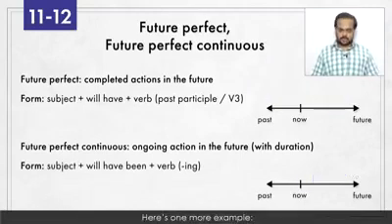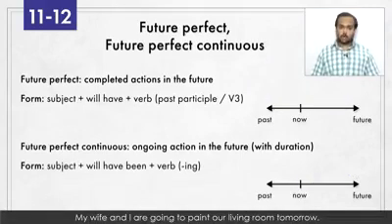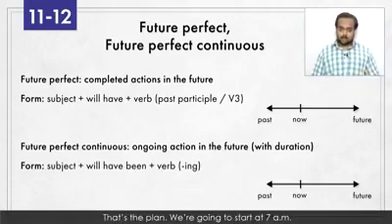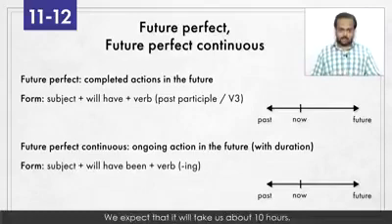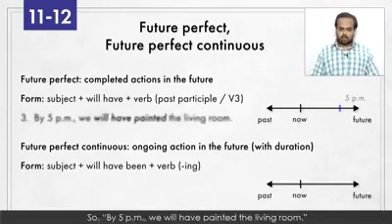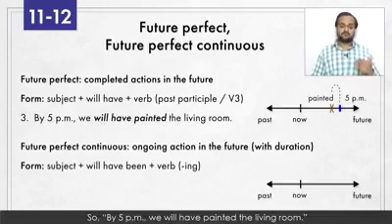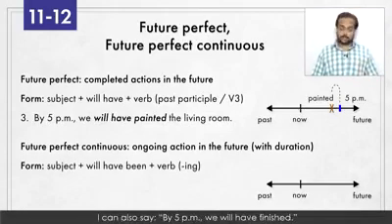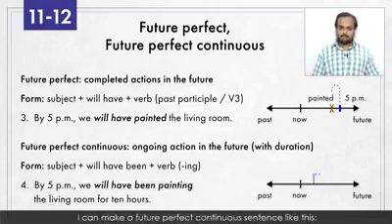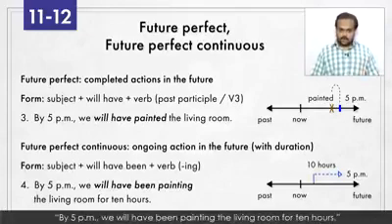Here's one more example. My wife and I are going to paint our living room tomorrow. That's the plan. We're going to start at 7 a.m. and we expect that it will take us about 10 hours. So by 5 p.m., we will have painted the living room. I can also say by 5 p.m., we will have finished. I can make a future perfect continuous sentence like this. By 5 p.m., we will have been painting the living room for 10 hours.